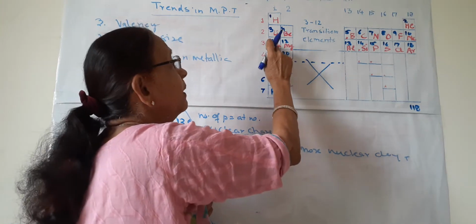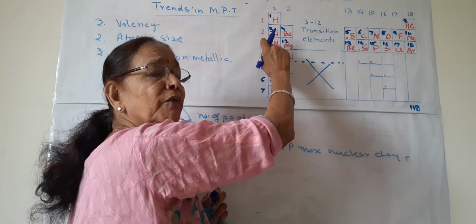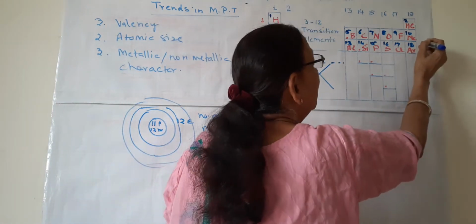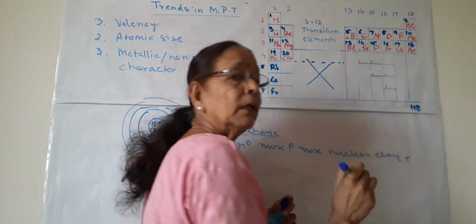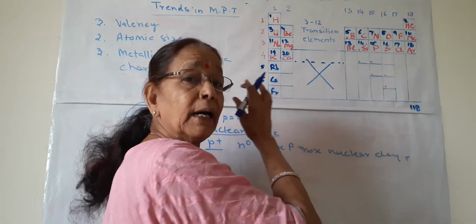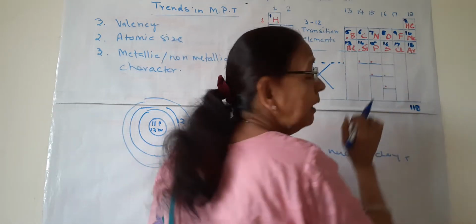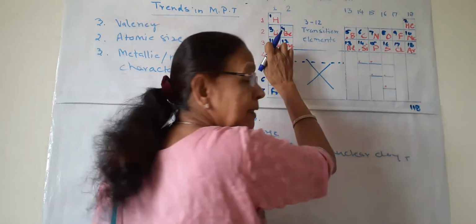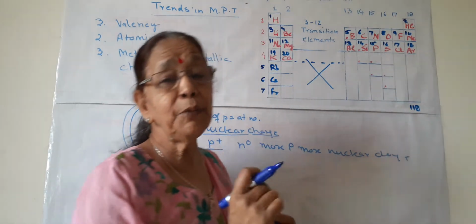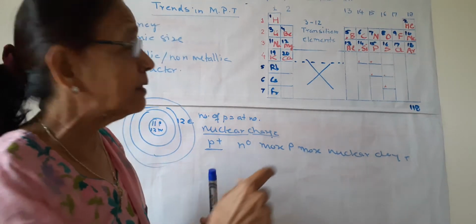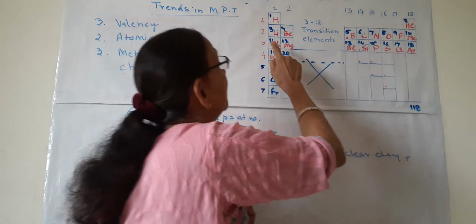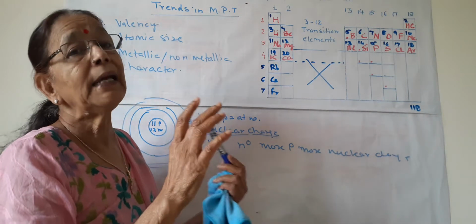In this period, the minimum nuclear charge will be of sodium, and just for some time we are not taking the noble gases as they act differently than the other atoms. So I am taking chlorine. So sodium has minimum nuclear charge and chlorine has maximum nuclear charge. Why does chlorine have maximum nuclear charge? Because here the number of protons is 17, here the number of protons is 11.